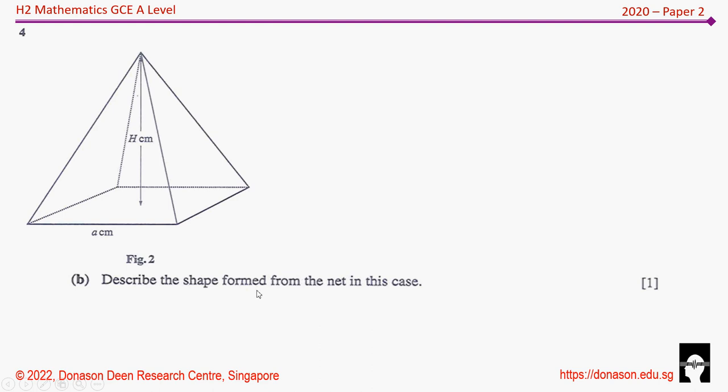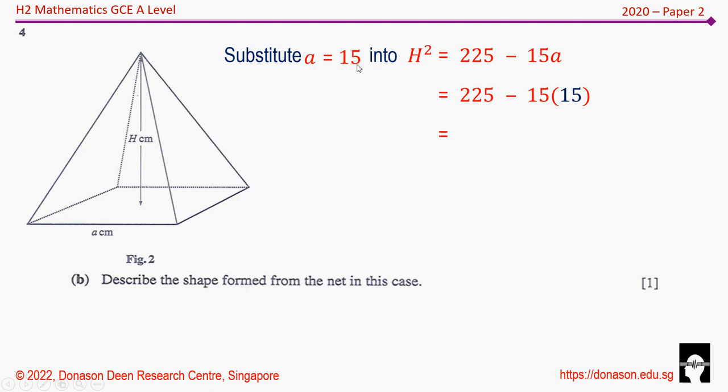Describe the shape formed from the net in this case. So substitute A is equal to 15, which is what we got just now, into h squared is equal to 225 minus 15A, which is what we proved in the first part of the question. So if I substitute A equal to 15 into this expression, what am I going to end up getting? 225 minus 15 times 15, which is of course equal to 0.